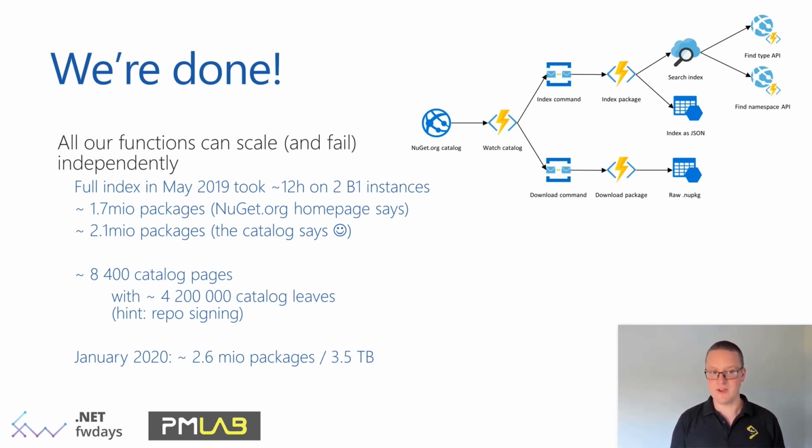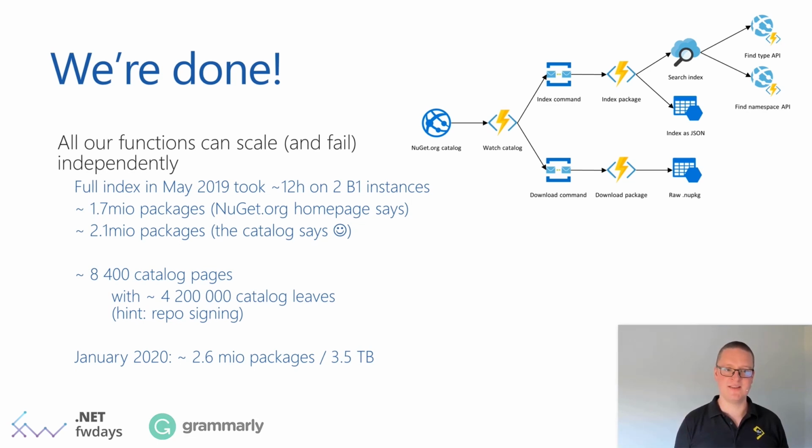A full index back in May 2019 took almost 12 hours on 2 B1 machines. I also ran the index over the last weekend, and it took close to 14 hours now. But back in May 2019, we found that the NuGet.org homepage was lying. It said there's 1.7 million packages in NuGet, where we found the catalog to contain 2.1 million packages.